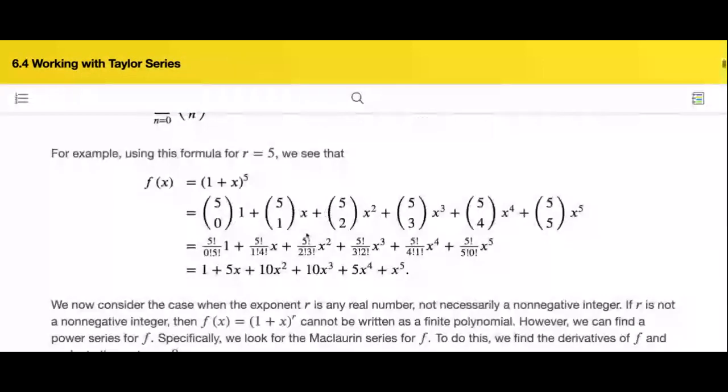Out of 5, choose 0. Out of 5, choose 1. Out of 5, choose 2. Out of 5, choose 3. Out of 5, choose 4. Out of 5, choose 5.